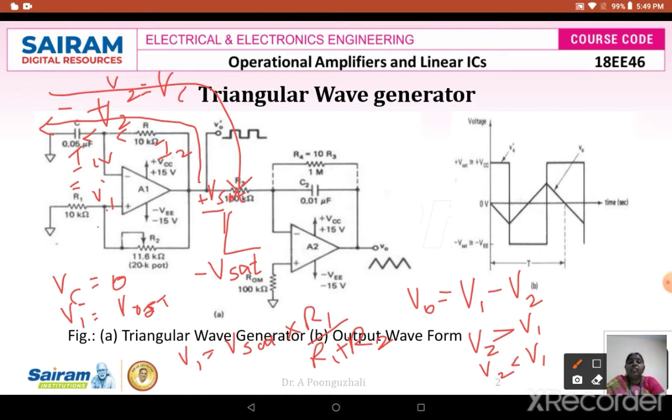So in this case, when it is positive, my output will switch from minus Vsat to plus Vsat. So like this, depending upon the voltage generated across the capacitance due to the charging and discharging process, my output will switch from plus Vsat to minus Vsat, minus Vsat to plus Vsat. So like this, my square waveform is going to be generated.